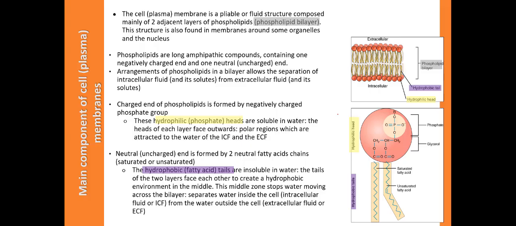So the first thing I'm going to talk about is the cell membrane. We've talked about the cell membrane before. We know that it's composed largely of phospholipids. The structure of the cell membrane is that it's comprised of two layers of phospholipids that face each other, and those two layers are called a phospholipid bilayer.